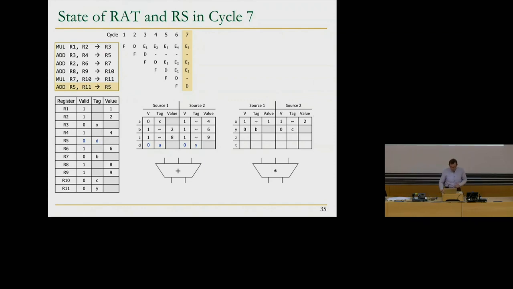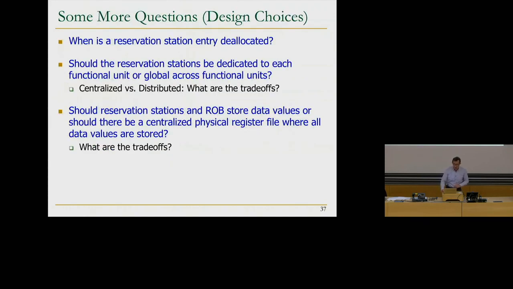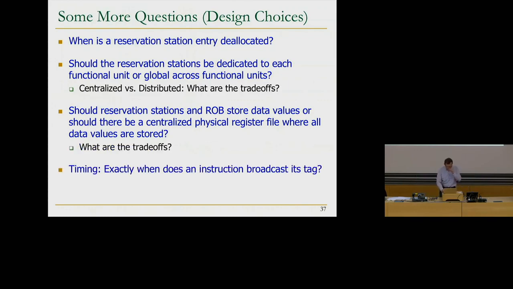So people have found out that you could actually reduce the storage that you have by not storing the values over there, but storing them in a physical register file that's separate, and essentially using the ID of that physical register as the tag of the instruction. Basically now, whenever you're renaming a register, you don't rename it to the reservation station entry, but you rename it to the physical register entry. So I'll quickly get to that later on, and there are trade-offs associated with it.